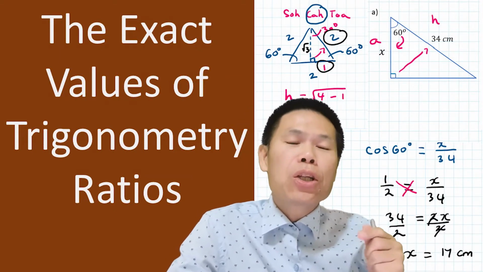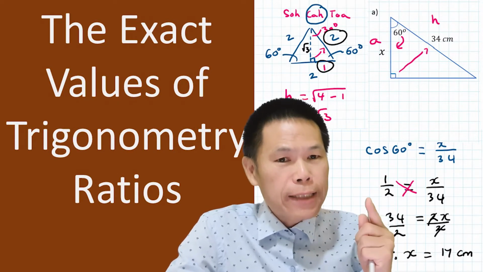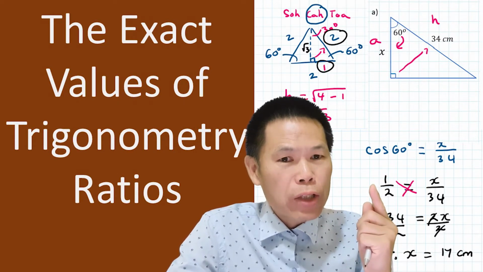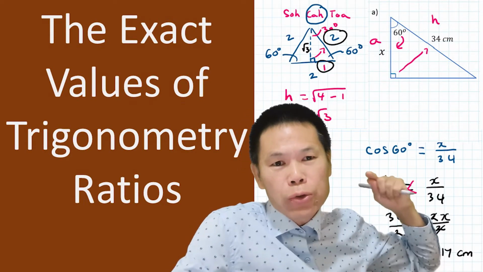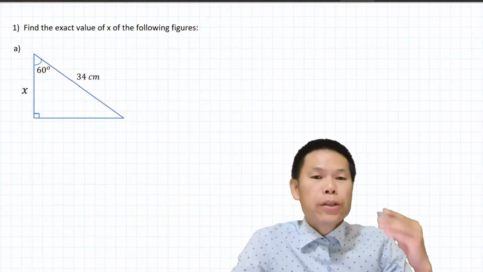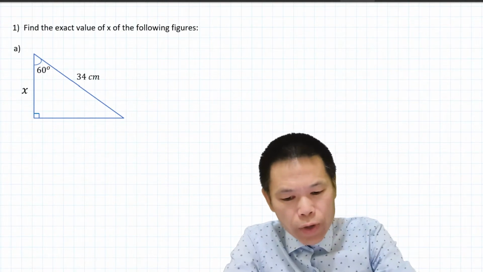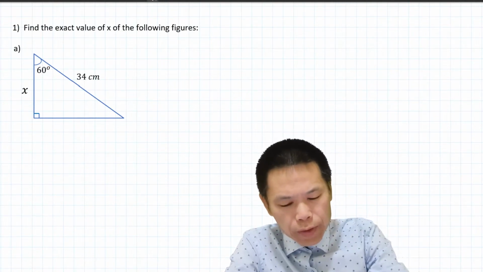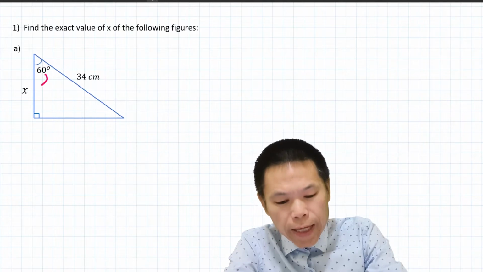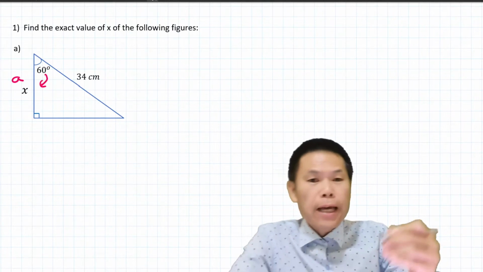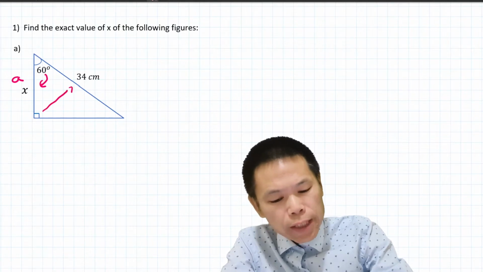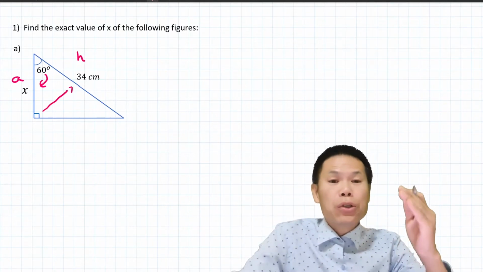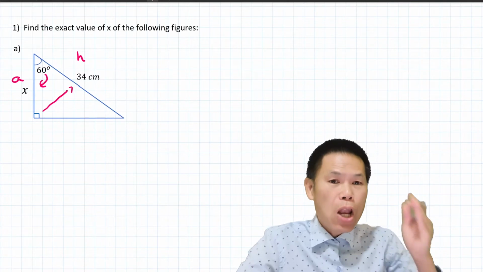In this lesson, I'm going to teach you how to apply exact values of trigonometric ratios to solve some trigonometry problems. So let's go straight into it. First one: we have 60 degrees, and x is adjacent, that is next to the 60 degrees. And 34 centimeters is the hypotenuse because it's opposite the right angle and it's the longer side.